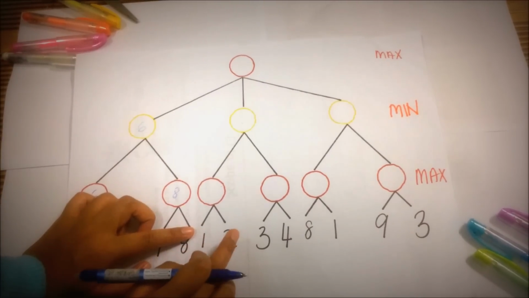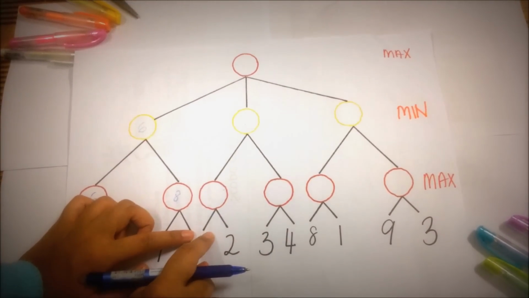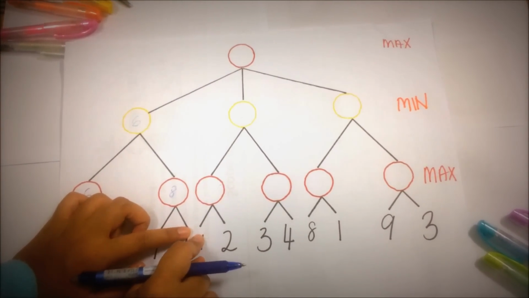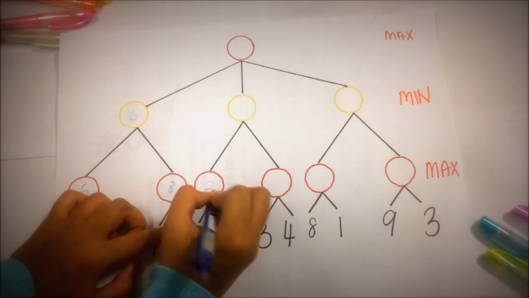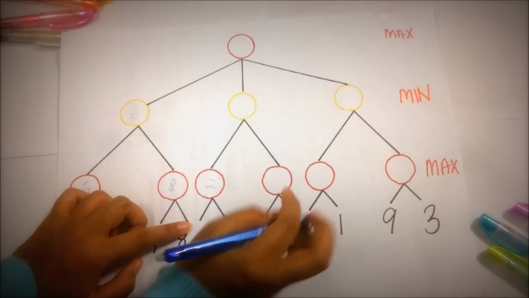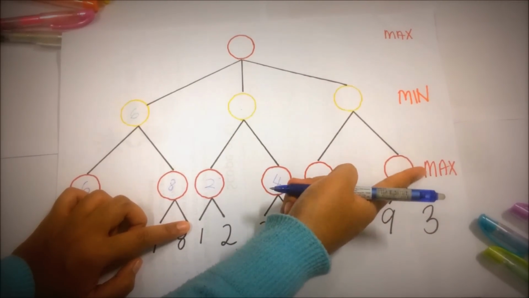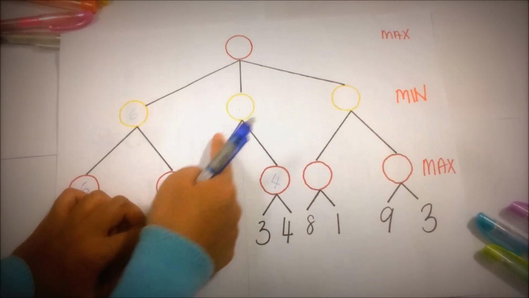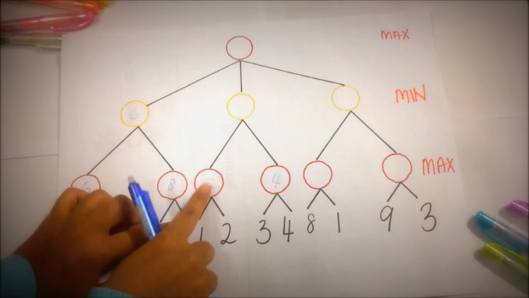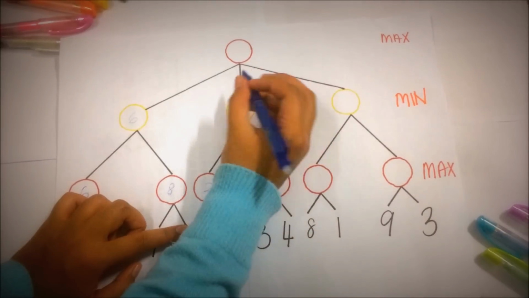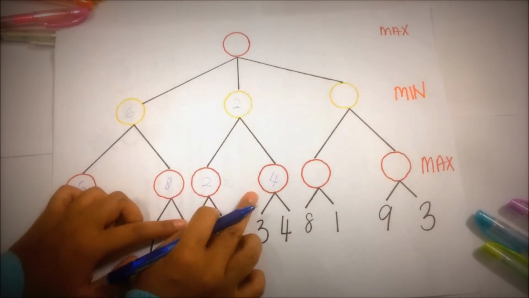For the leftmost, we have 1 and 2. Since we are choosing for a maximum ancestor, we will choose 2. Same goes for 3 and 4. Next, for the minimum ancestor, we have to compare 2 and 4. Since 2 is less than 4, we choose 2 as the minimum ancestor.